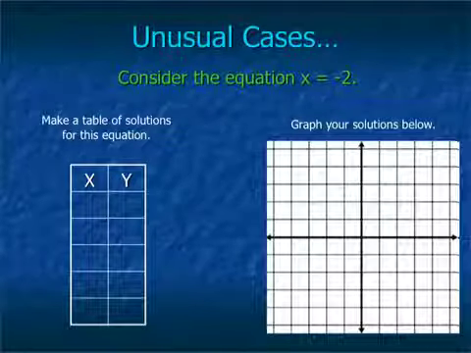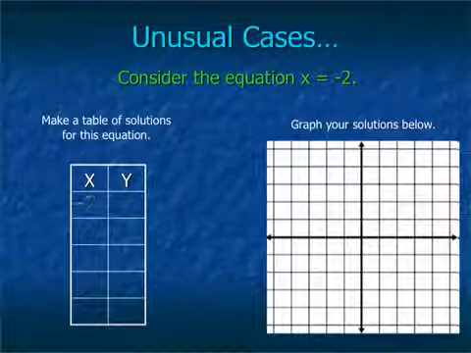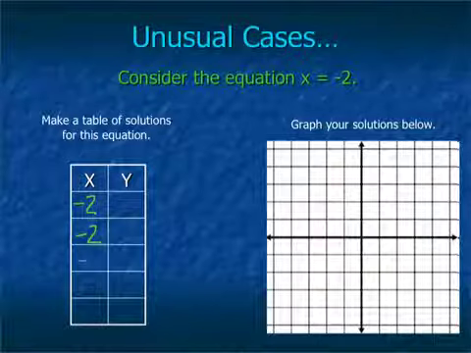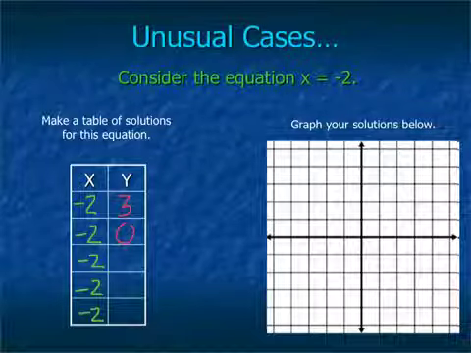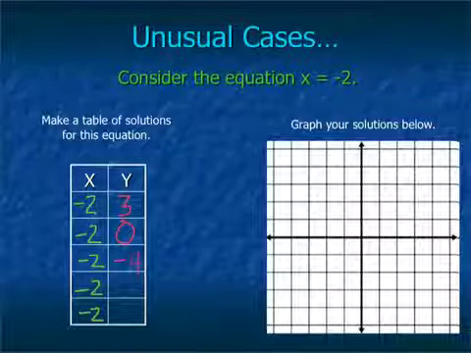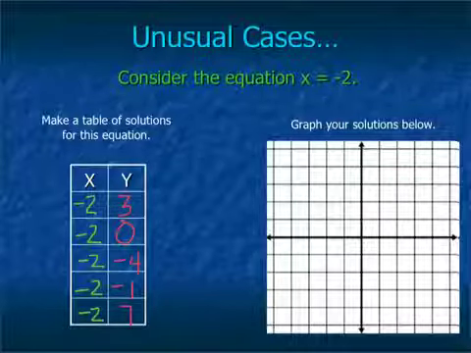That means that x, no matter what, has to be -2. We don't get a choice about x this time. -2, -2, -2. This time, y gets to be anything we want. So maybe 3, maybe 0, maybe -4, maybe -1, and maybe, I don't know, 7. Let's plot these points.